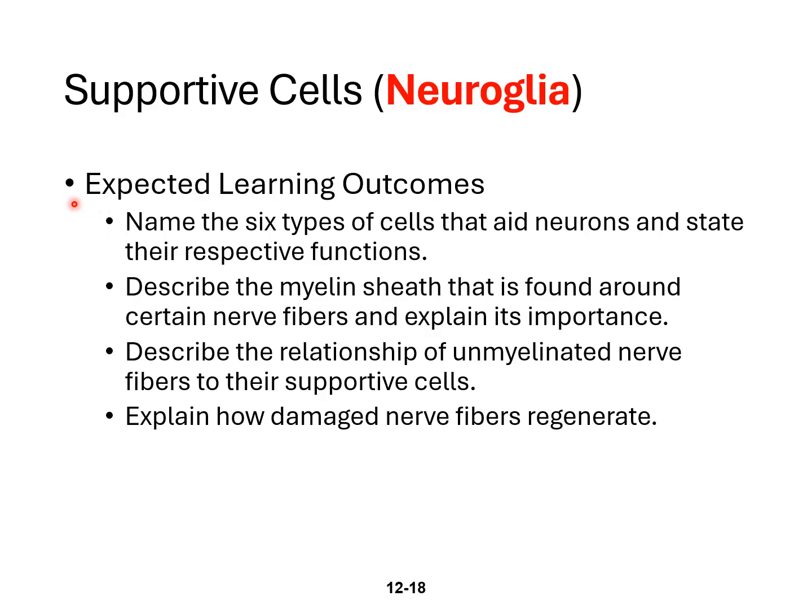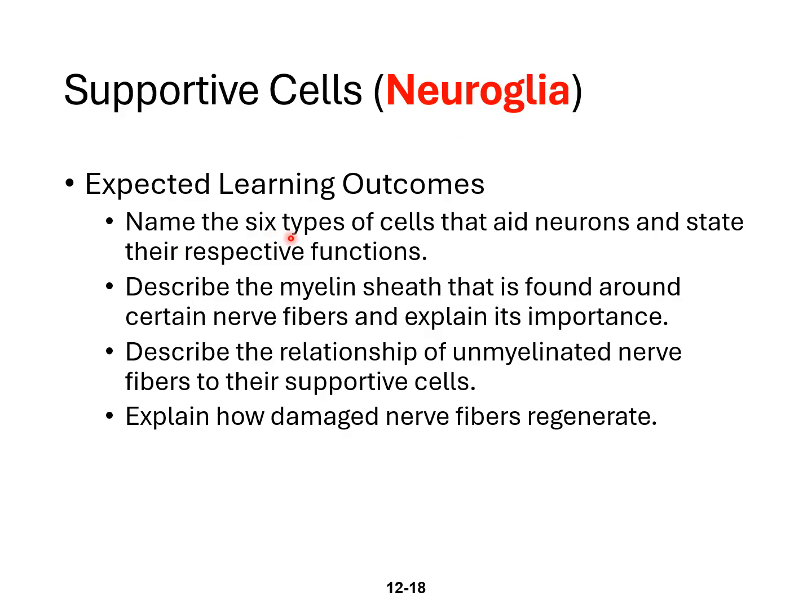So, supportive cells, neuroglia. These are important because if you think about a neuron and how important it is in your body, the helper cells, or the neuroglia, are just as important. If you lose the helper cells, you lose the actual glia, you lose the actual neurons.